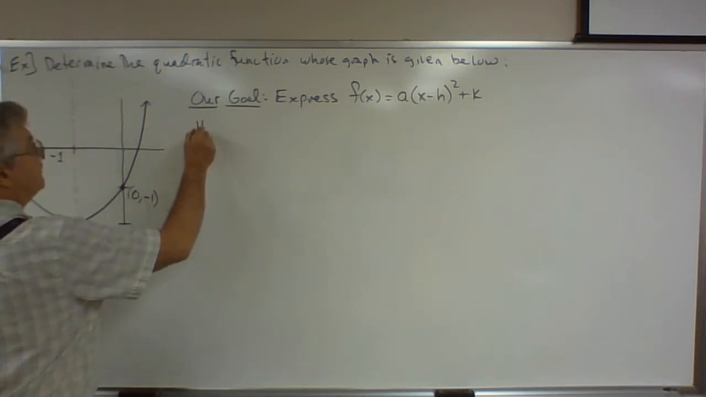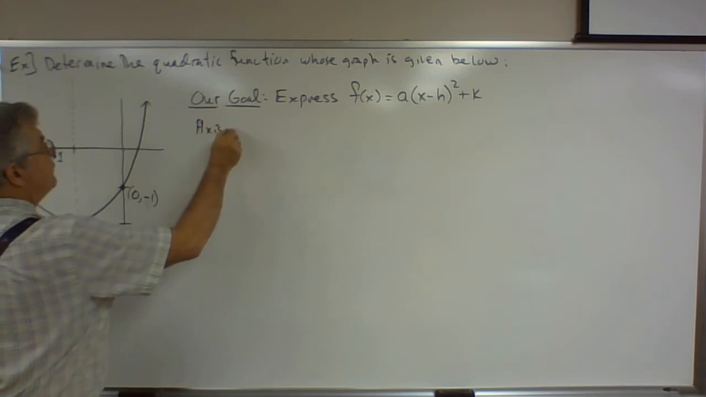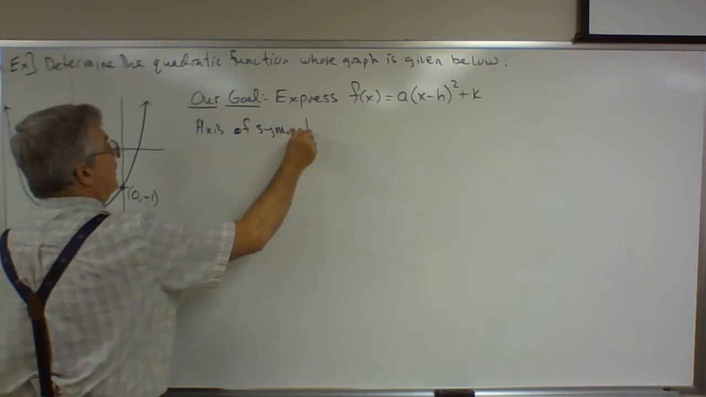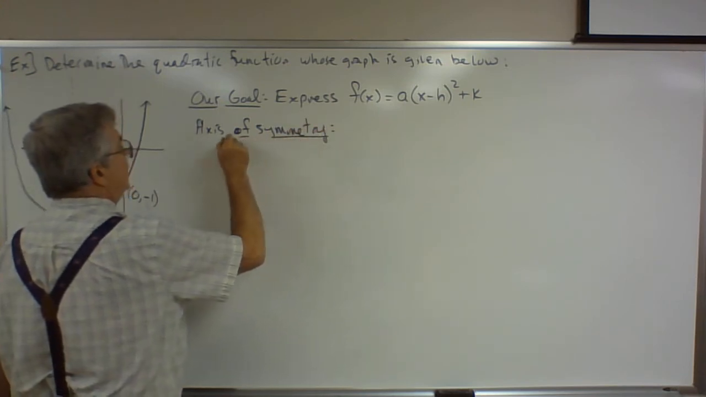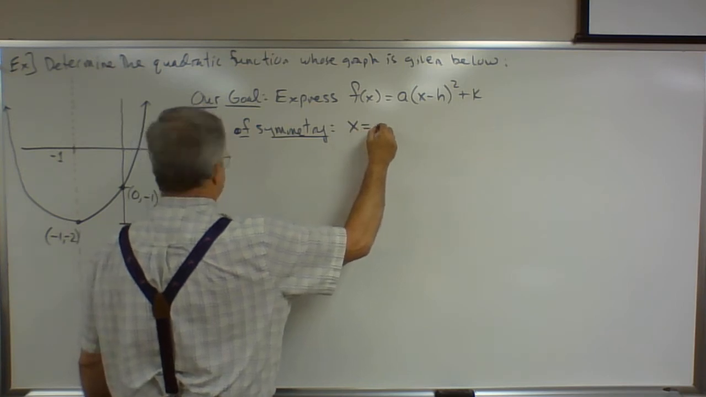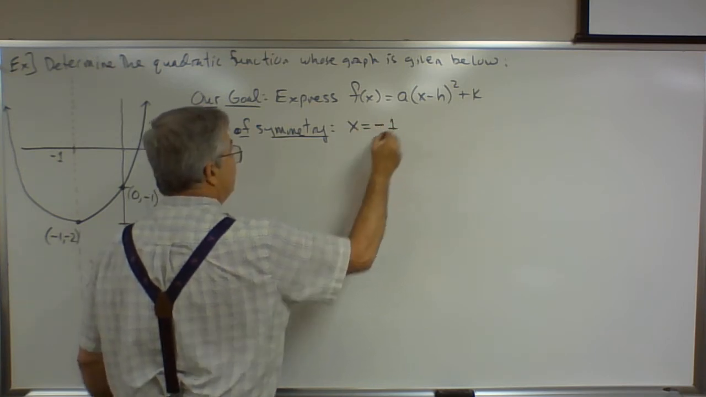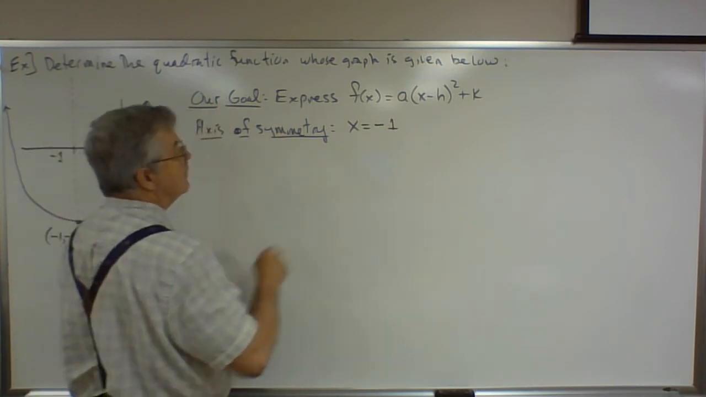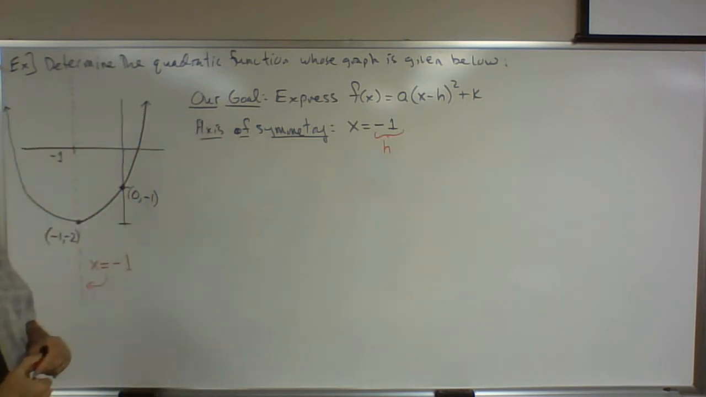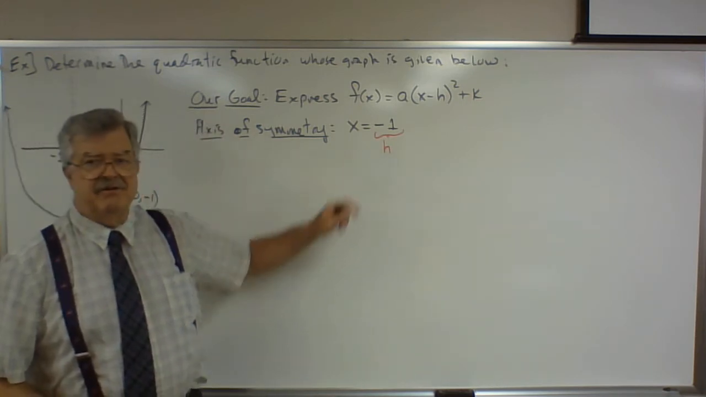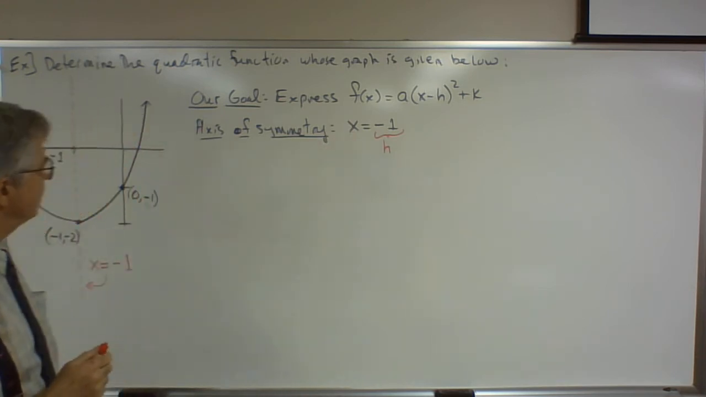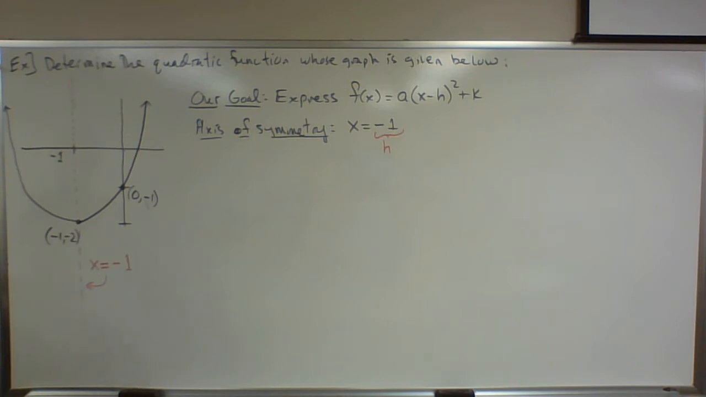So let's see, we have our axis of symmetry. And that's always of the form x equals h. So guess what? We've got h. We kind of knew that anyway, but we have h. Now the vertex.